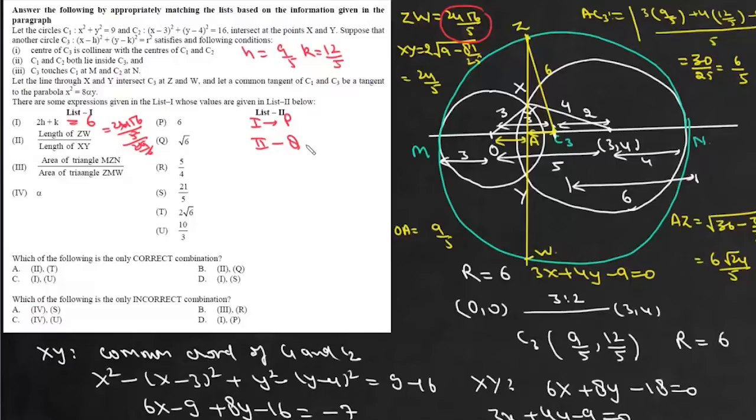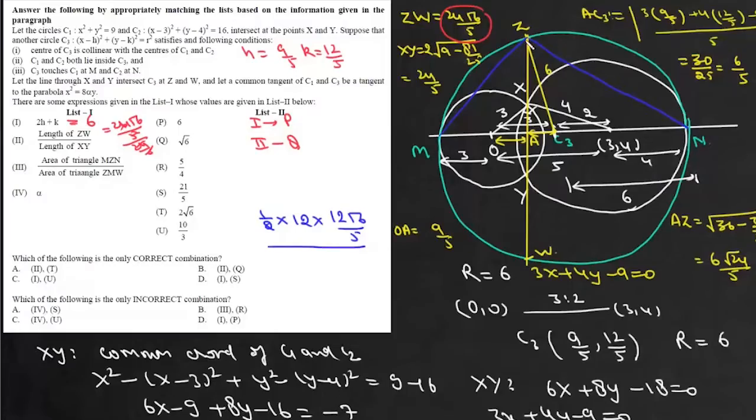Now third one is area of triangle MZN. Area of triangle MZN, this triangle will be 1 by 2 base into height. So this area, it will be 1 by 2. Now base here is MN, and MN is 12 into AZ. AZ is half of ZW, and that will be 12 root 6 by 5. Divided by area of triangle ZMW.